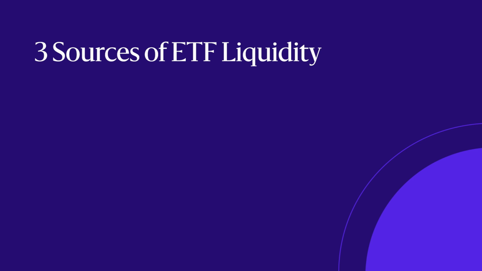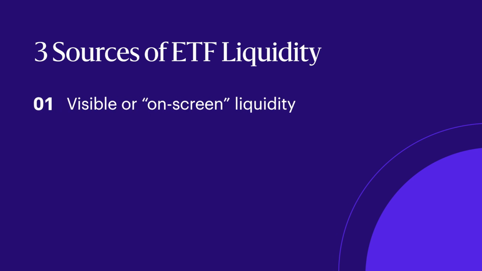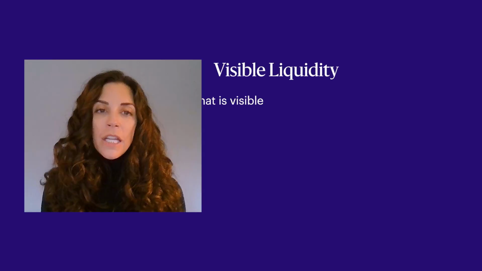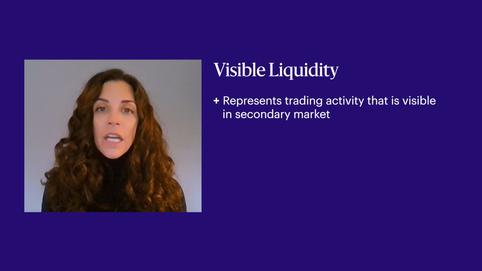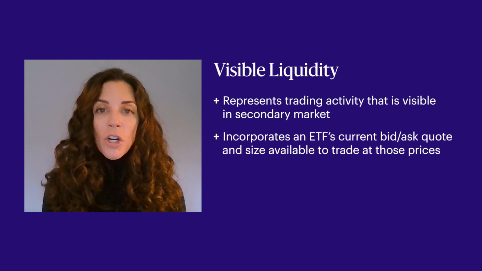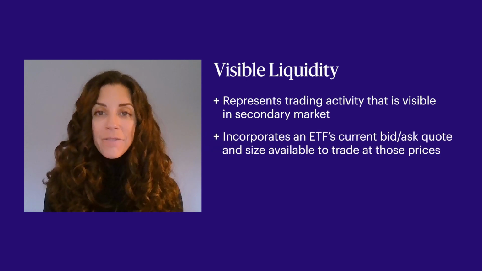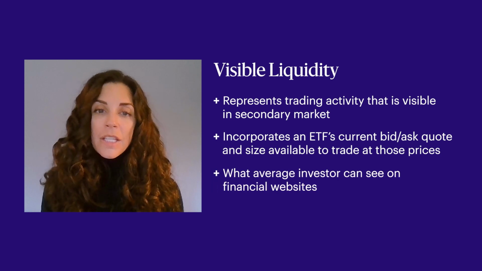There are really three sources of ETF liquidity. The first level is the visible or on-screen liquidity. This represents trading activity that is visible in the secondary market and incorporates an ETF's current bid-ask quote and the size available to trade at those prices. This is what the average investor can see on financial websites.